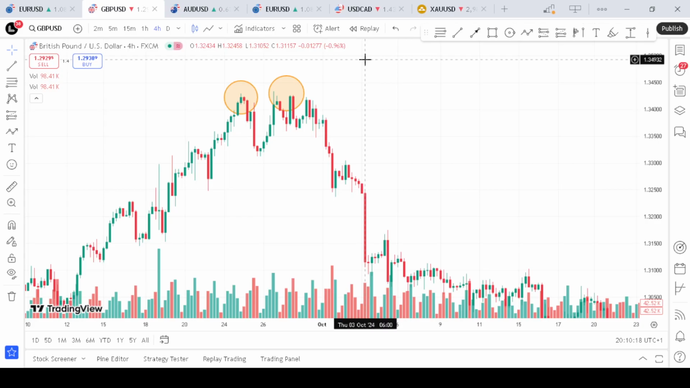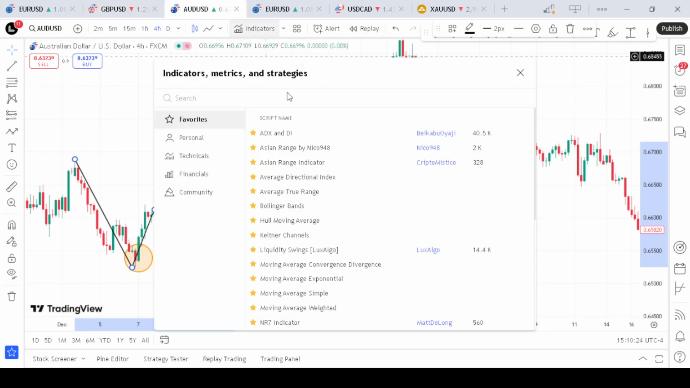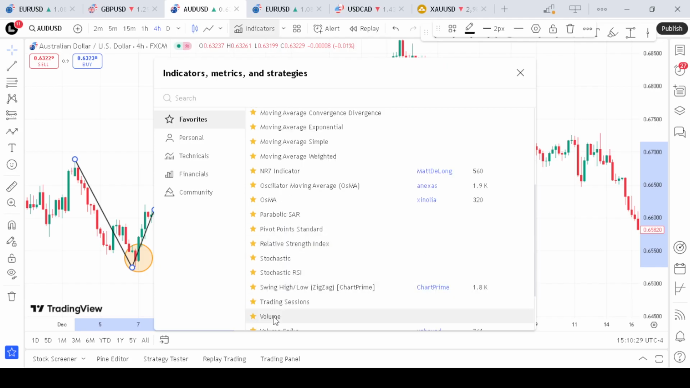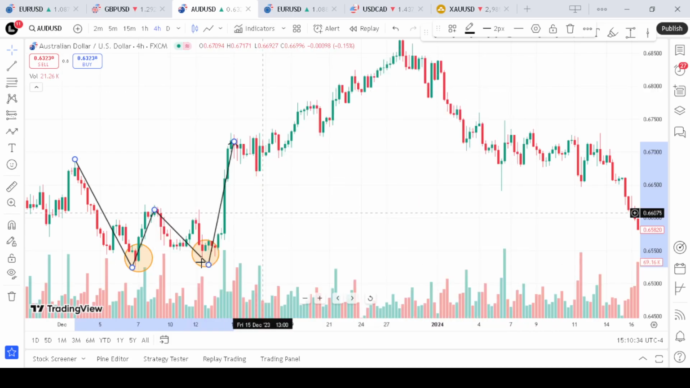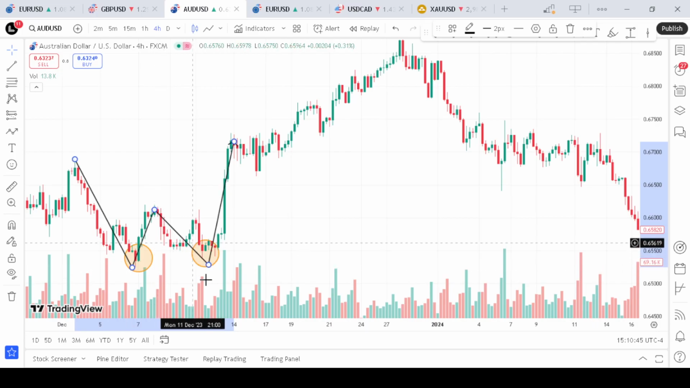For a double bottom, volume tends to drop during the first drop, and let me add my volume indicator to make it easier for us to spot. During the first drop, volume usually drops, as you can see, while during the second rebound, the volume tends to increase, and as you can see, there is an increase in volume in this area.